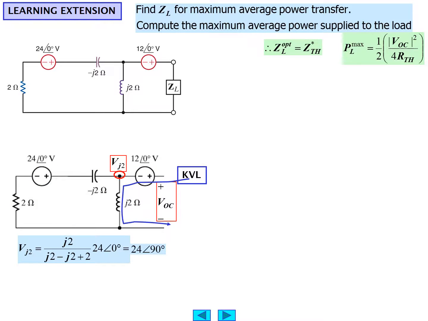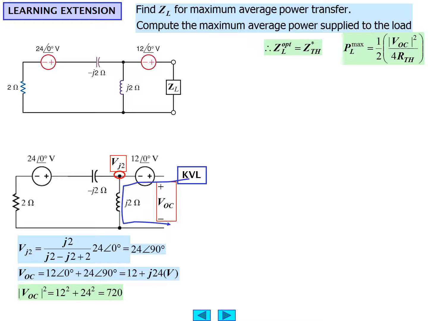We can do Kirchhoff's voltage law across a simple circuit to find the open circuit voltage, and VOC would then be 12 angle 0, in this case plus 12 angle 0 because the polarity is correct, plus 24 angle 90 degrees, and that polarity is also correct. So we get 12 plus J24 for the open circuit voltage as a phasor, and the magnitude squared would be 720.